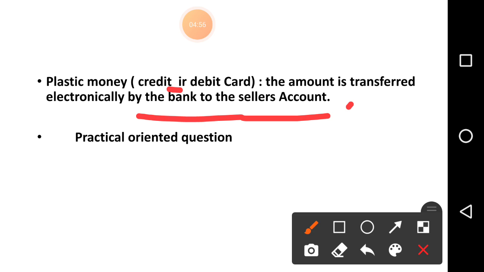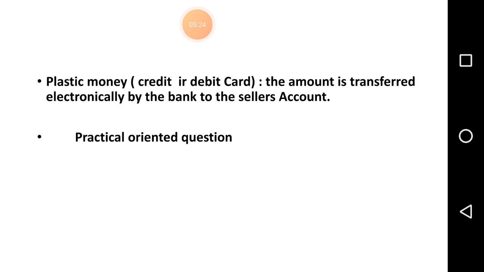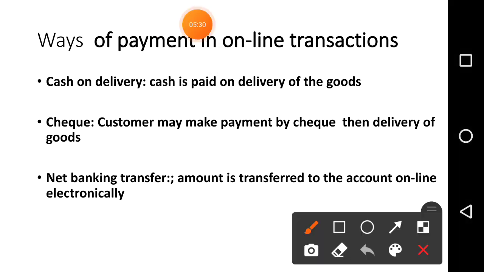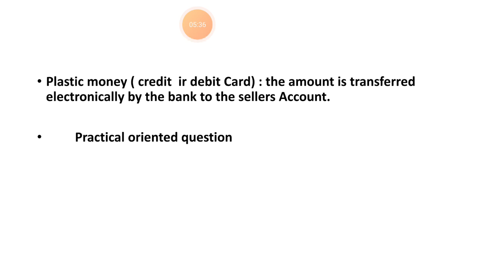Sometimes they give a machine, and you write the amount 2000, then the pin code, the password, which only you will know. You don't tell the seller. You write the password, then the amount will be transferred from your account to the restaurant owner's, the seller's account. So only this much. What you will write: first is cash on delivery, second is check, then net banking transfer, then plastic money.